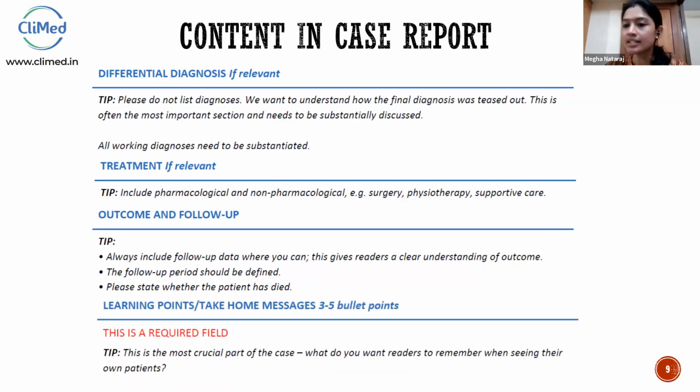Then the ultimate part of the case report is the learning points or the takeaway messages. Sometimes you have to write this in the last part of your manuscript, or sometimes they ask you to write this near your summary section. So it again depends on the journal.